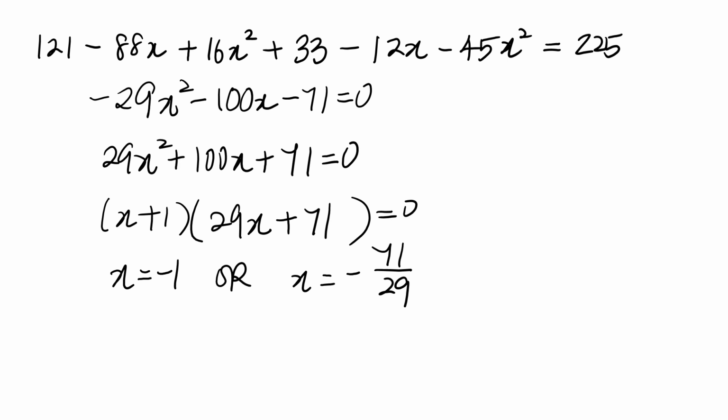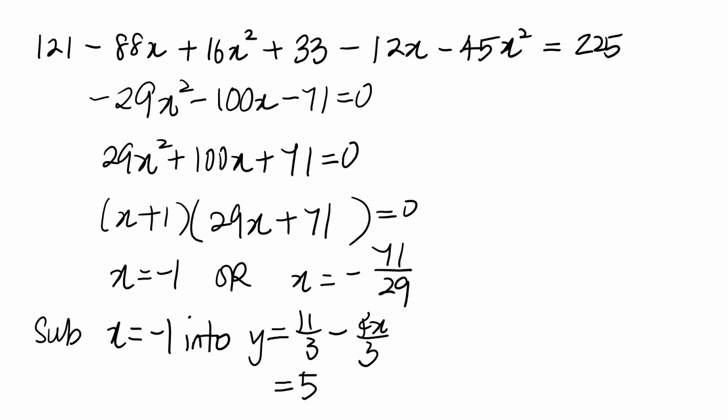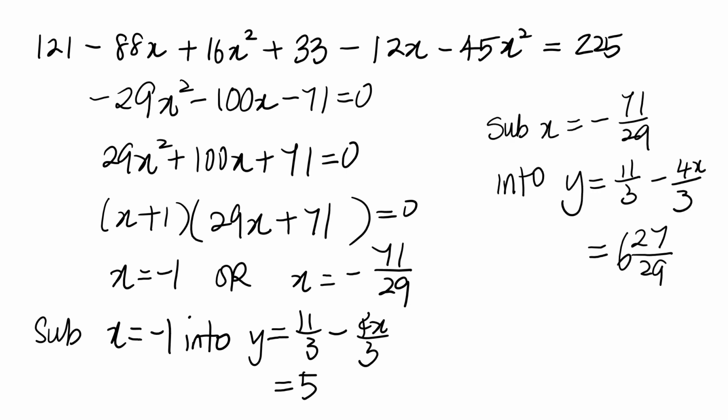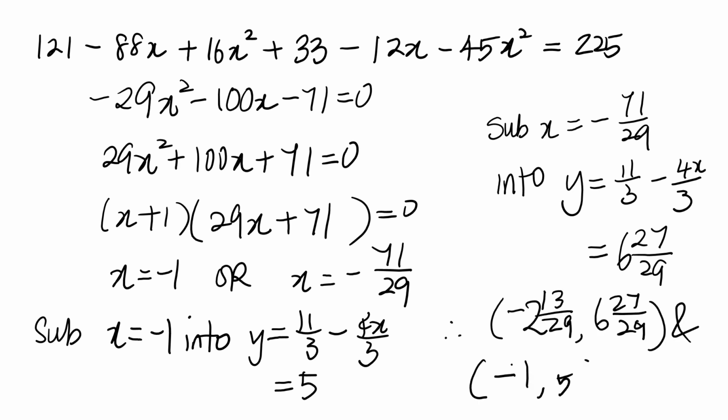So you have two x-intercepts, then you substitute into the equation that you formed earlier to find your y coordinates. Then you need to present your answer as the coordinates of points of intersection, in point form.